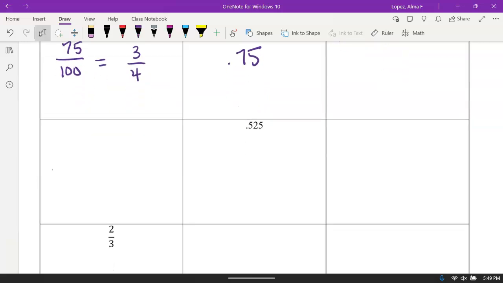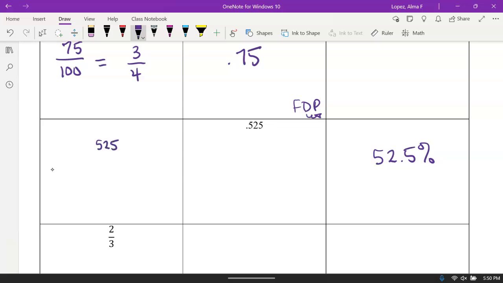525. Well, I'm going to go ahead and do the percent because I know FDP from decimal to percent, it's 2 to the right, which will give me 52.5%, right? And then to get the fraction version of it, read it.